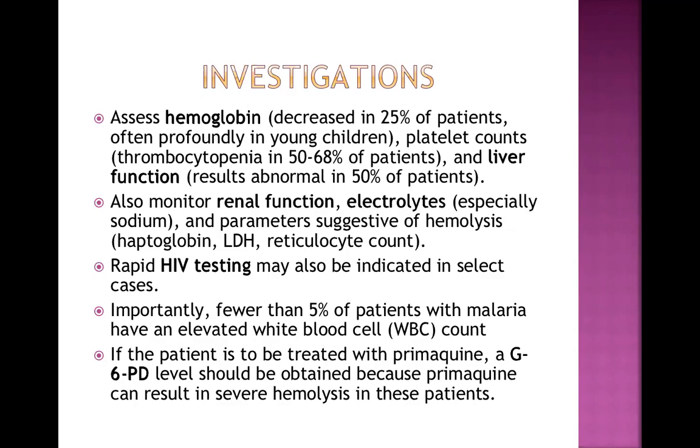Another important point is regarding the treatment. If we are going to treat this patient with chloroquine and primaquine, then the G6PD level should be obtained, especially in male patients, because G6PD deficiency occurs in an X-linked recessive way. So males are the usual patients here. If we are planning to use primaquine, then it should be assessed. Otherwise, severe hemolysis may occur in this patient, which may contribute to blackwater fever.